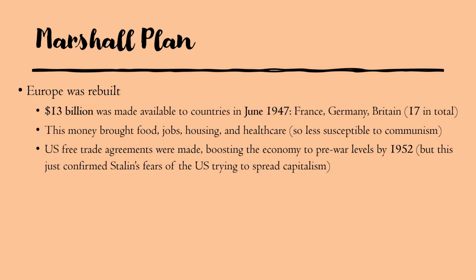In order to accept this money, countries had to agree free trade agreements with America. And this just confirms Stalin's own fears that America was trying to spread capitalism everywhere. America was trying to make sure that all the countries could trade with America without taxes, and Stalin really did not like this. However, the money did work, and the economies of the countries that accepted the money were boosted to pre-war levels by 1952. So very, very quickly these countries really recovered from the war.